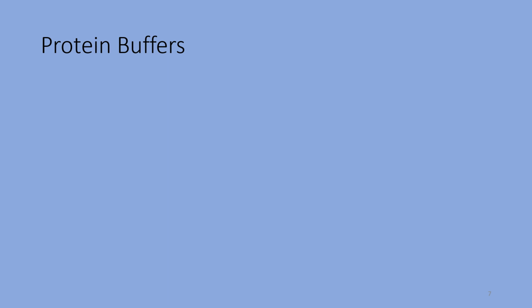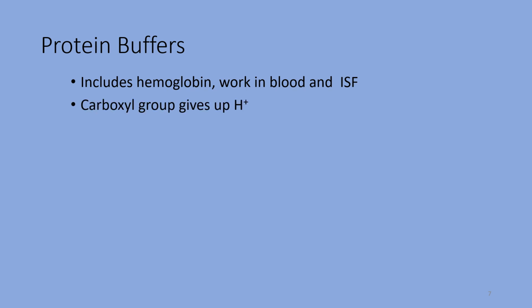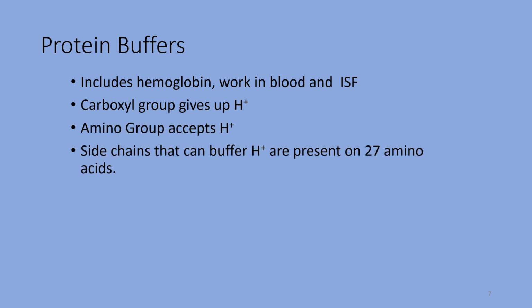The major chemical buffer is the protein buffer. Hemoglobin acts as a protein buffer. It works in the blood and interstitial fluid. The carboxyl group of hemoglobin gives up hydrogen ions and the amino group receives hydrogen ions. Side chains that can offer hydrogen ions are present in 27 amino acids. So hemoglobin acts as an important chemical buffer. Chemical buffers act immediately, reacting within seconds.